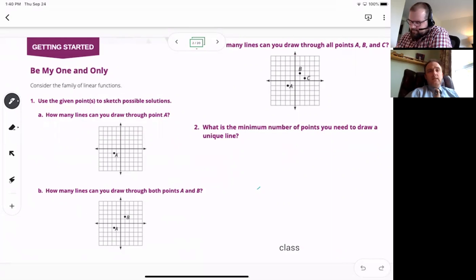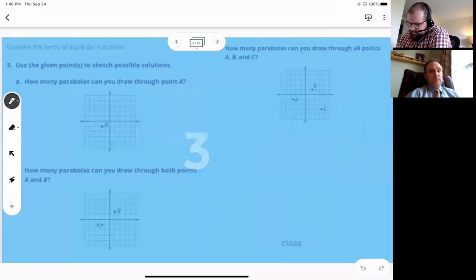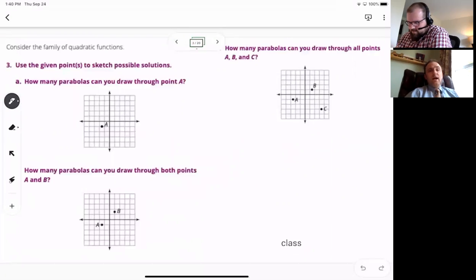Yes, and then same idea on the next one, which Mr. Carlson already previewed for you because he's kind. And it says how many parabolas. So you want to draw your U's and figure out how many you can draw through each of those different scenarios. Cool.